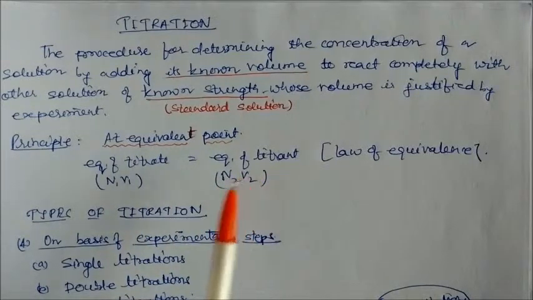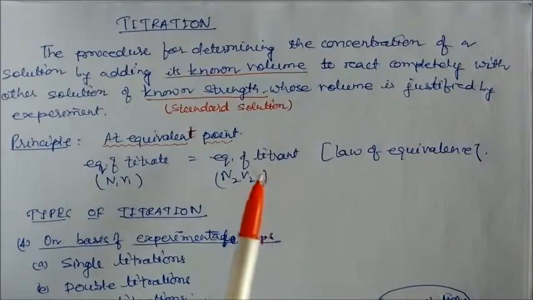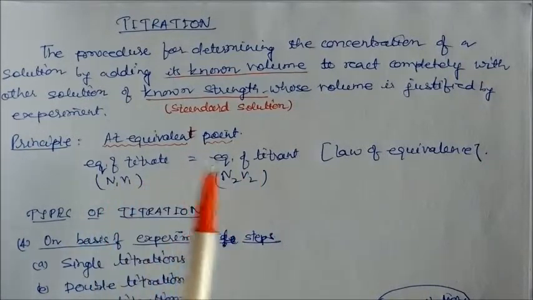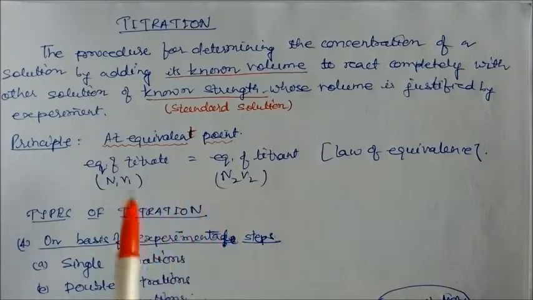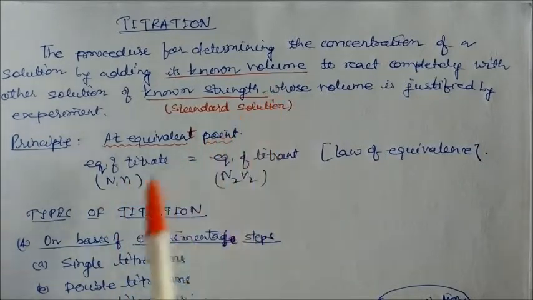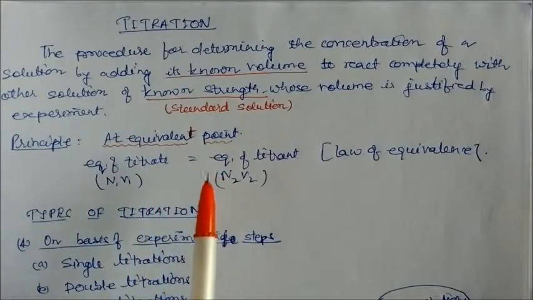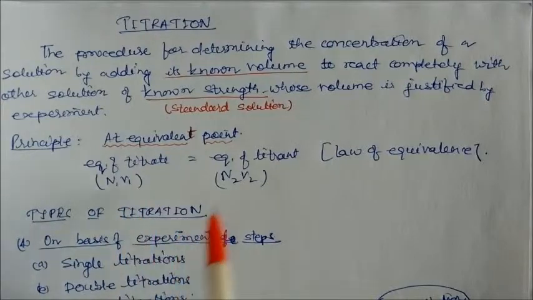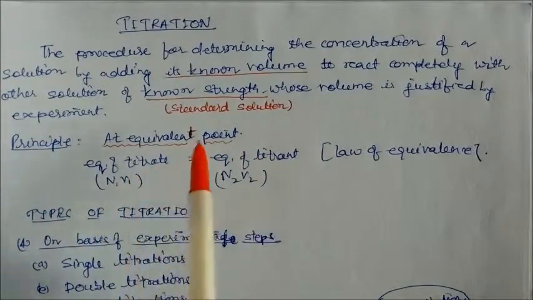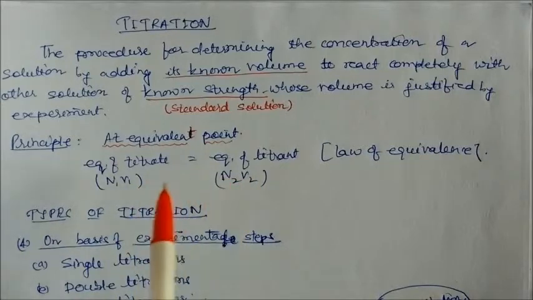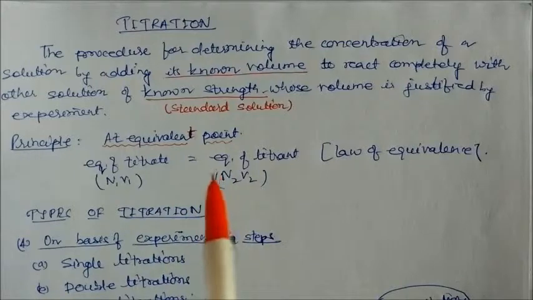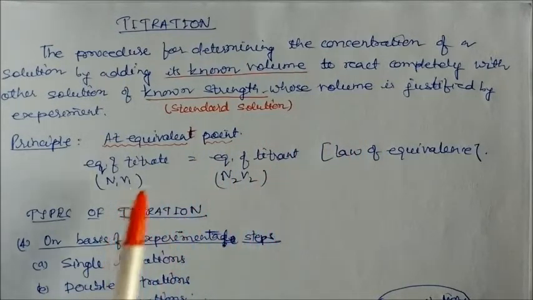In this case, we know the concentration of either the titrate or the titrant. The known volume can be the titrate, or it can be the titrant, either way. You can put the known solution into the titrate or into the titrant, anything is possible. From that we just have to find out the concentration of the unknown. Anything can be possible.